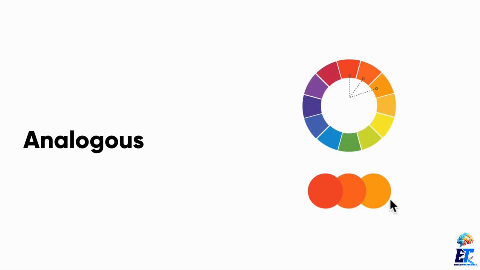The next is analogous. This is based off of three colors located next to each other on the color wheel. You'll notice over here we have like an orange, a lighter orange, and we're getting into kind of yellow territory. Now, this can easily be found in nature. You gotta think about like trees in autumn as the leaves change color. So these can be warm colors like orange and yellow like we see over here, or cooler colors like blue and purple. I find that they're pretty easy to work with too.